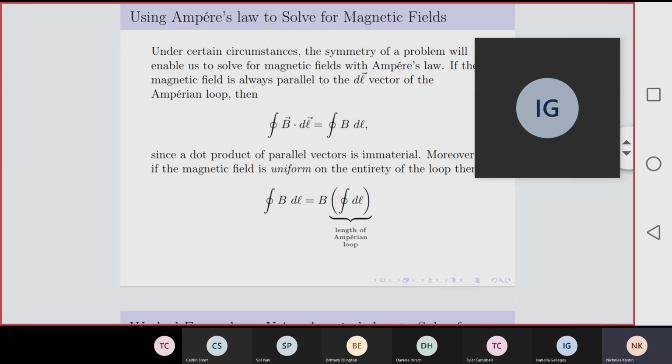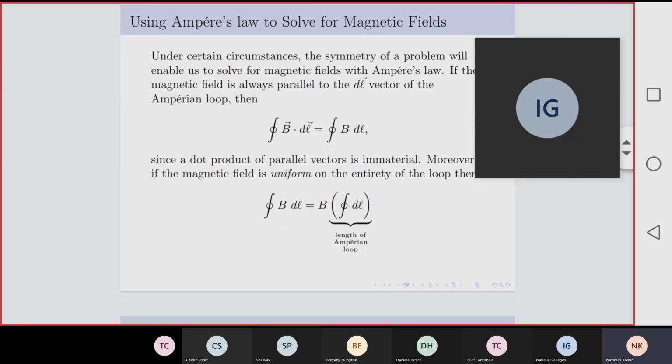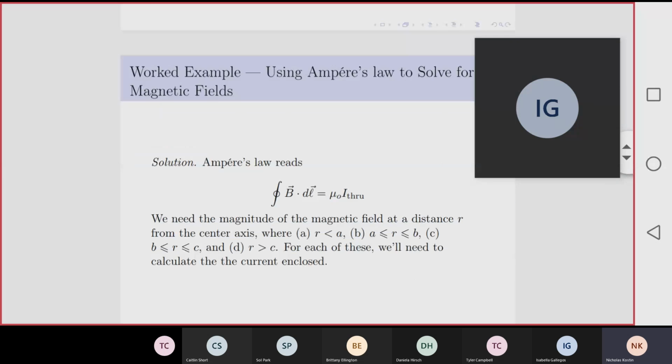That's just more on Ampere's law, which I think is best understood through problems, so we can work through that later.